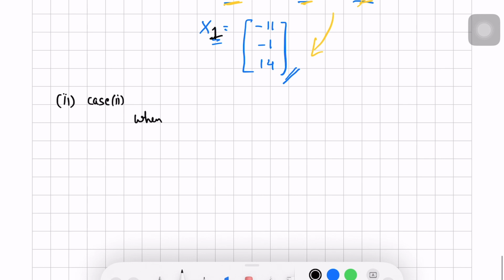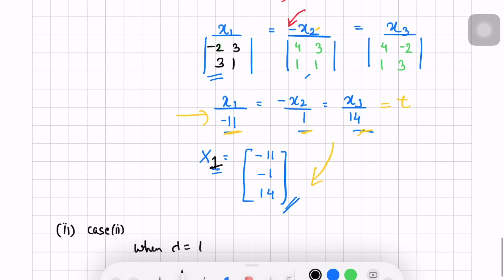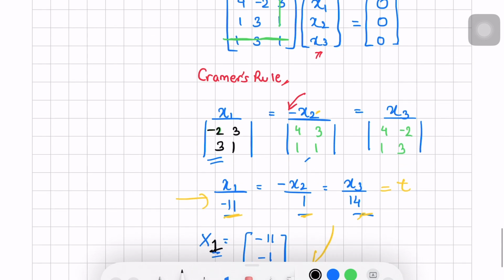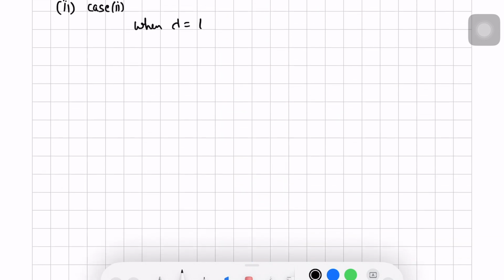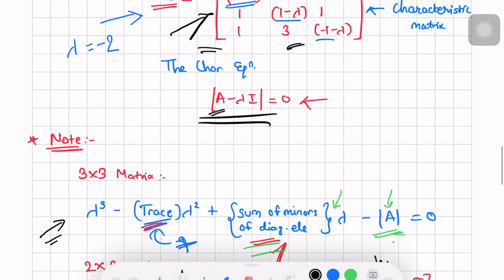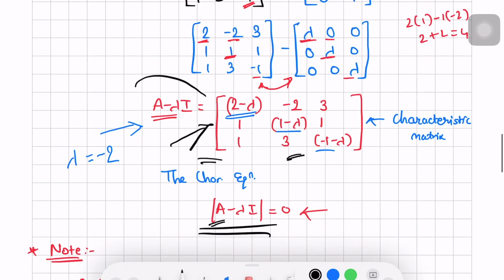That is when lambda is equal to 1. This one. So the equation to find the eigenvector is the same as before: (A minus lambda I) x is equal to 0. We will just substitute lambda is equal to 1 in this equation.